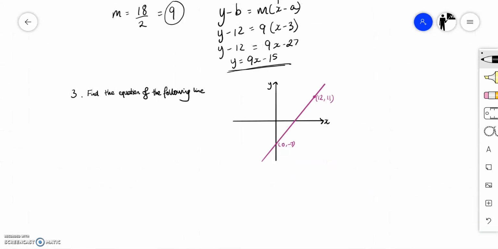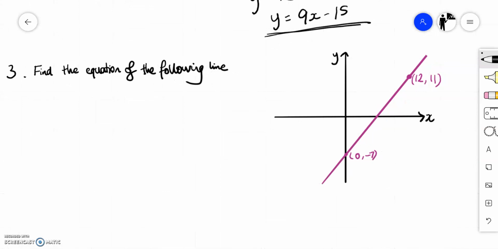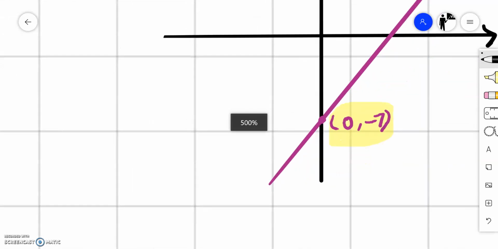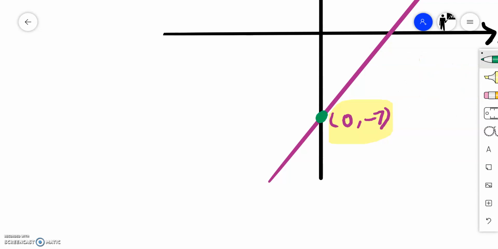Okay, last question. Find the equation of the following line. So here we've got 2 points. To find the equation of a line, we need a gradient and a point. However, do you notice in this problem we are actually given the y-intercept. This point here is the y-intercept. The y-intercept is -7.